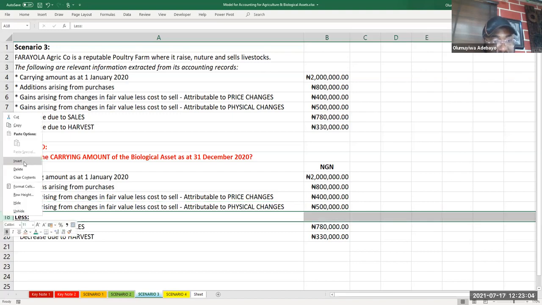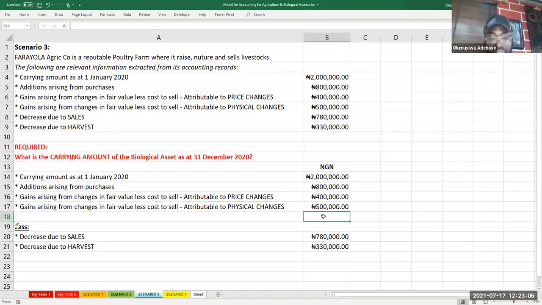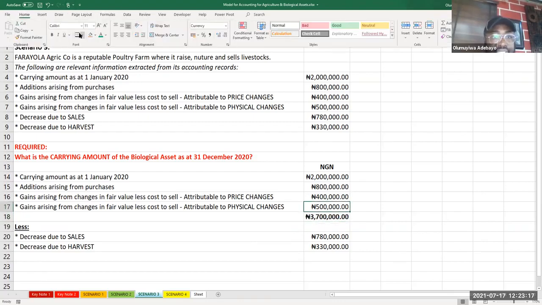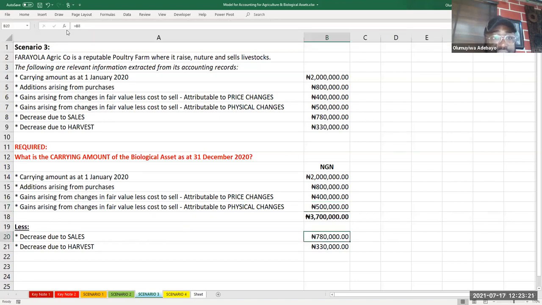Okay, the sum of the increase they brought about is how much? It's 3.7 in total. Okay, but this 3.7 is before deducting what will no longer exist.